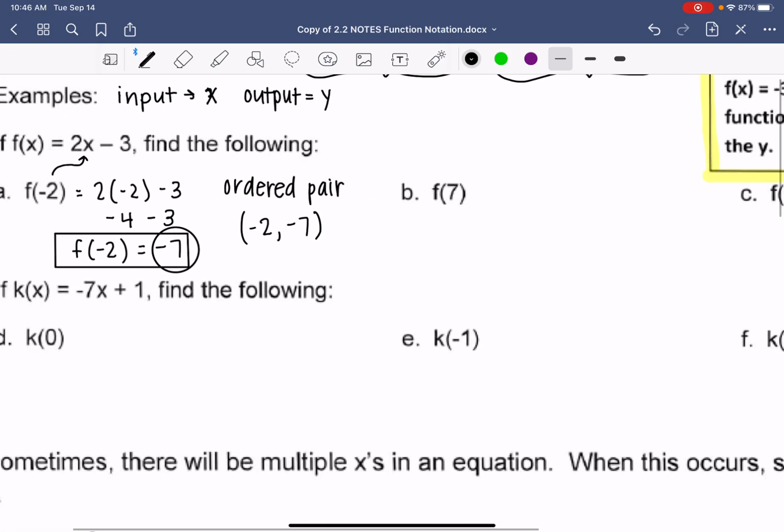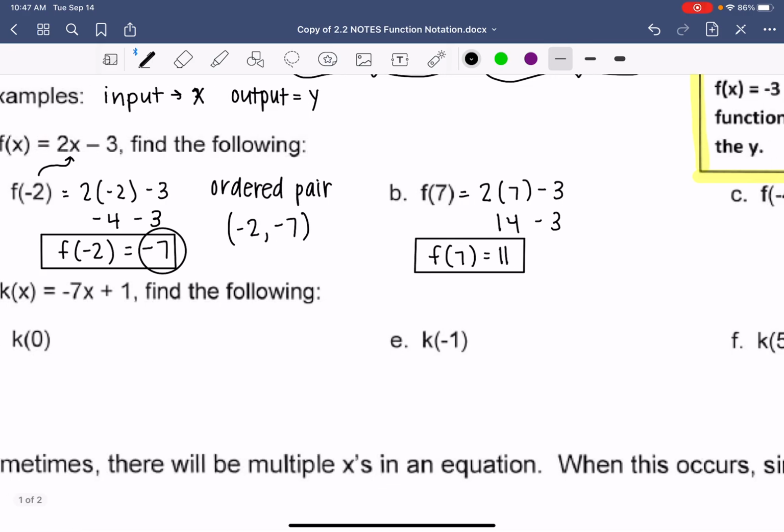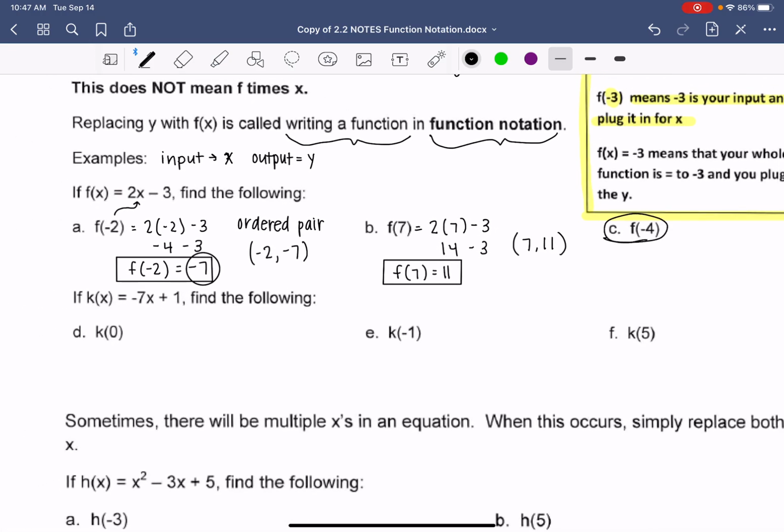All right, so f of 7. So f of 7, so 2 times 7 minus 3. 2 times 7 is 14 minus 3. So f of 7 is whatever 14 minus 3 is, which is 11. This is our answer, but we're going to write it in an ordered pair. So then we get 7, 11, because our input was 7 and we got out 11. All right, I want you to try C. Okay, try this yourself. And then check your answers with a copy of notes.